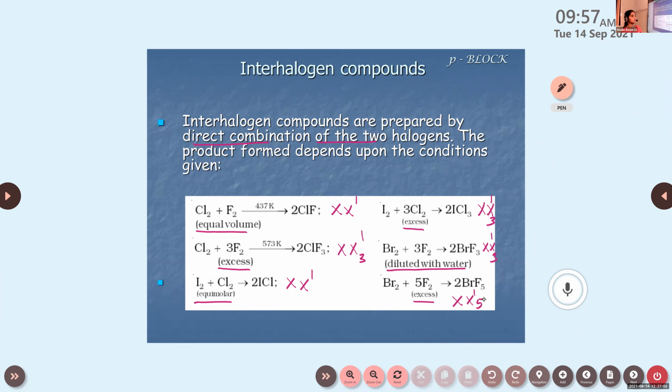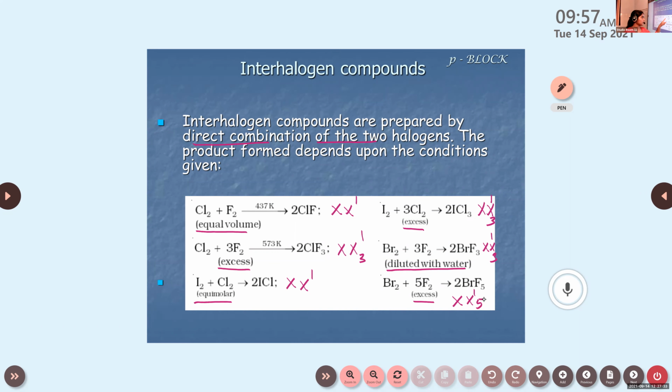It is just the combination of halogen atoms, but specific conditions are required for the reaction to take place. The first one, equal volumes of chlorine and fluorine at 437 Kelvin, gives ClF. In the second case, excess fluorine is needed and the temperature should be 573 Kelvin, then ClF3 is formed. Then iodine and chlorine in equal amounts give ICl.